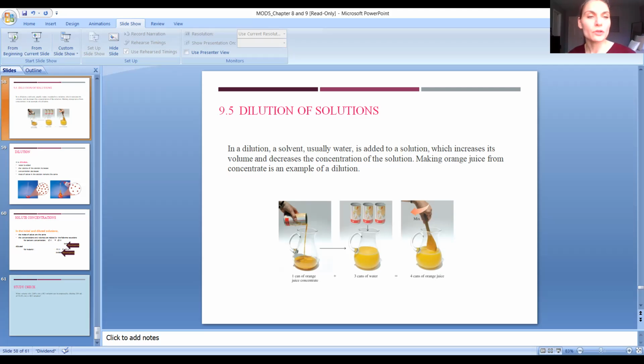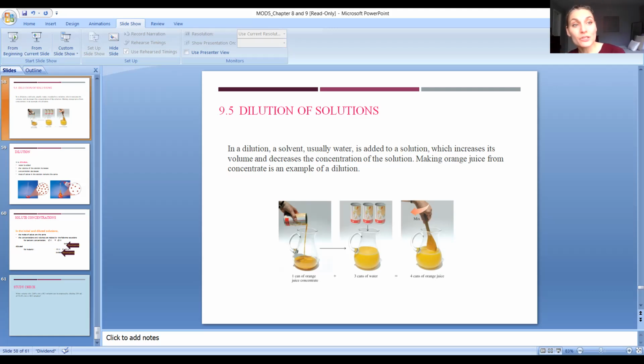When we think about solutions, a dilute solution has less solute for a greater volume of water. A concentrated solution has more solute and a little less volume of water. The more dilute, the more water, the more solvent has been added. So in a dilution, water is added, and obviously your volume increases, but your concentration is decreasing, making it less concentrated.